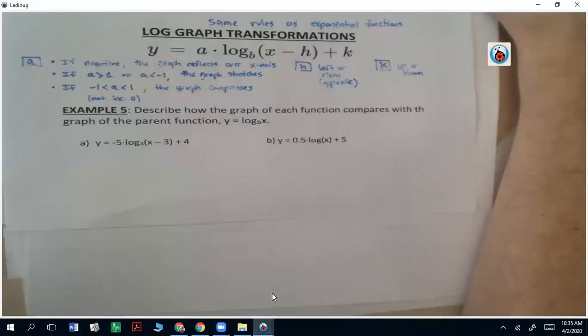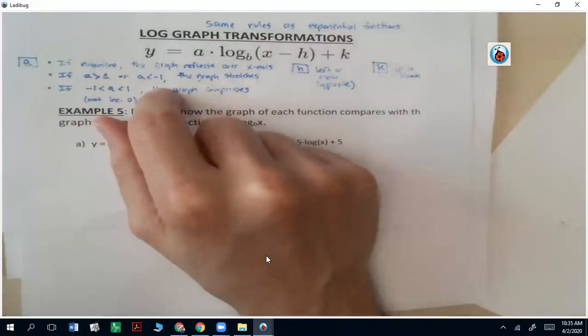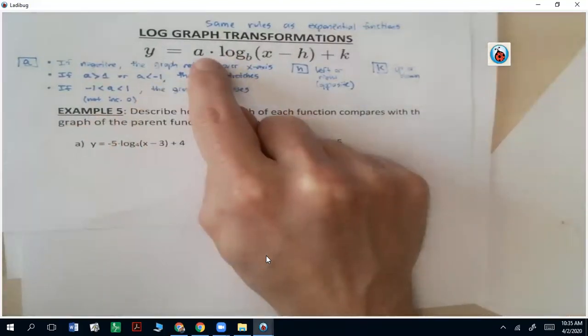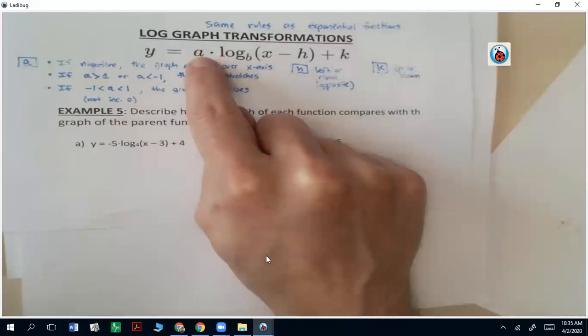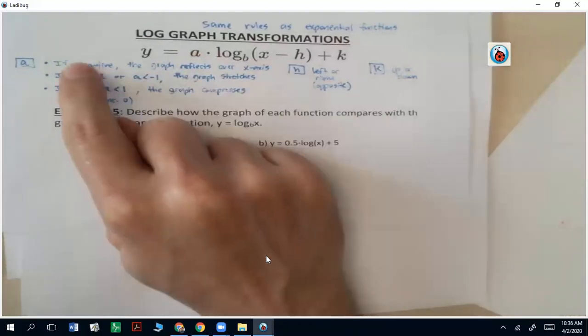All right, this last video is just analyzing the graphs of what a log function looks like. It's going to have the same rules as the exponential functions before. So if you see a format like this, where you have a number out front, that's the same as your initial value for an exponential. And that's going to flip it over the x-axis if it's negative.